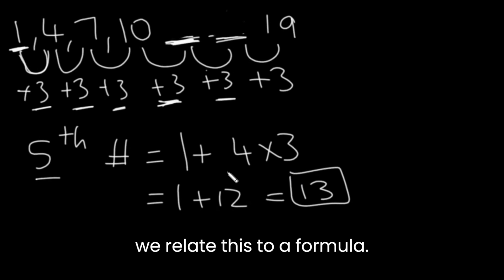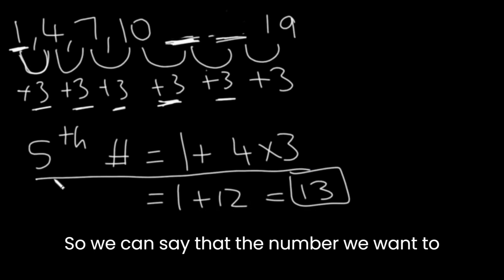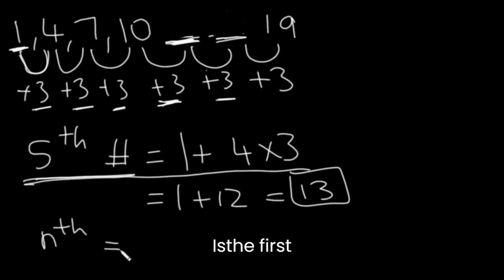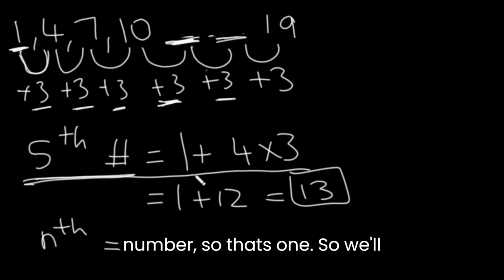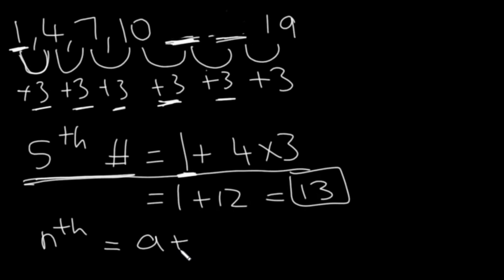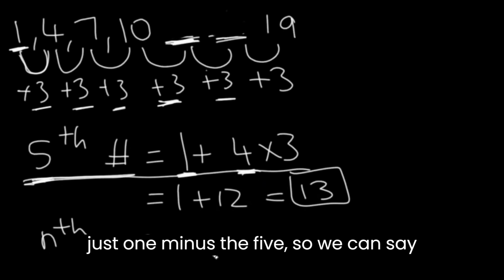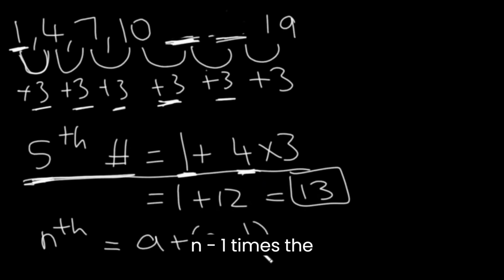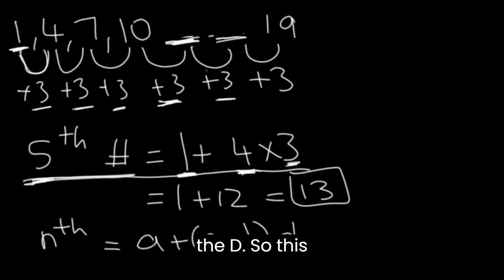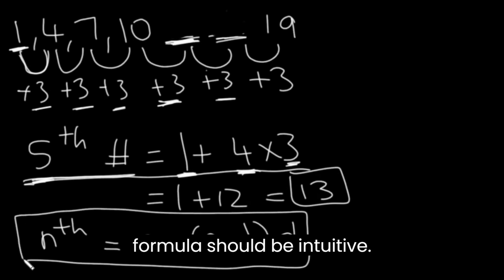But how can we relate this to a formula? So we can say that the number we want to find, which we can call the nth number, is the first number, so that's 1. So we'll call the first number A, plus, how did we get the 4? The 4 is just the 5 minus 1. So we can say n minus 1 times the 3. We can call the 3 the difference, so we can denote that with the d. So this is the formula. Now, this formula should be intuitive.